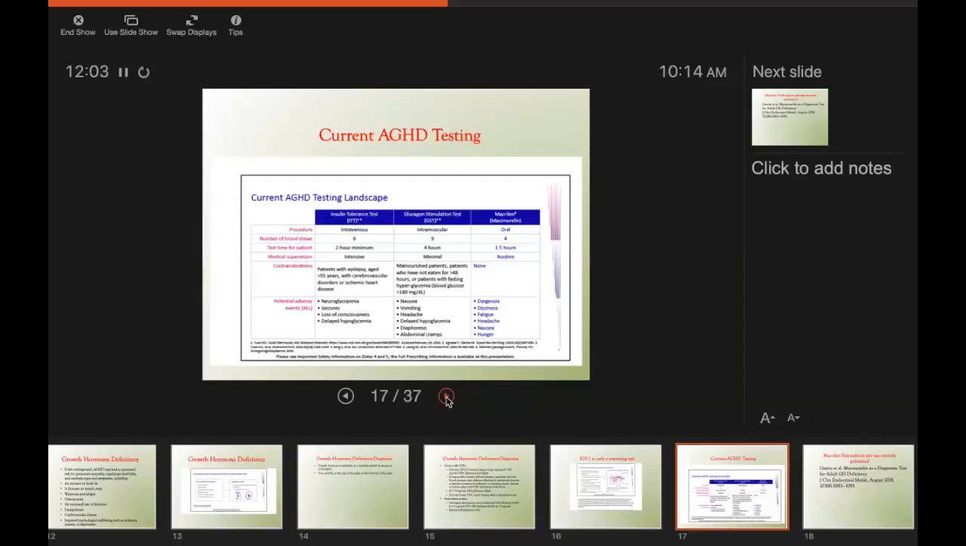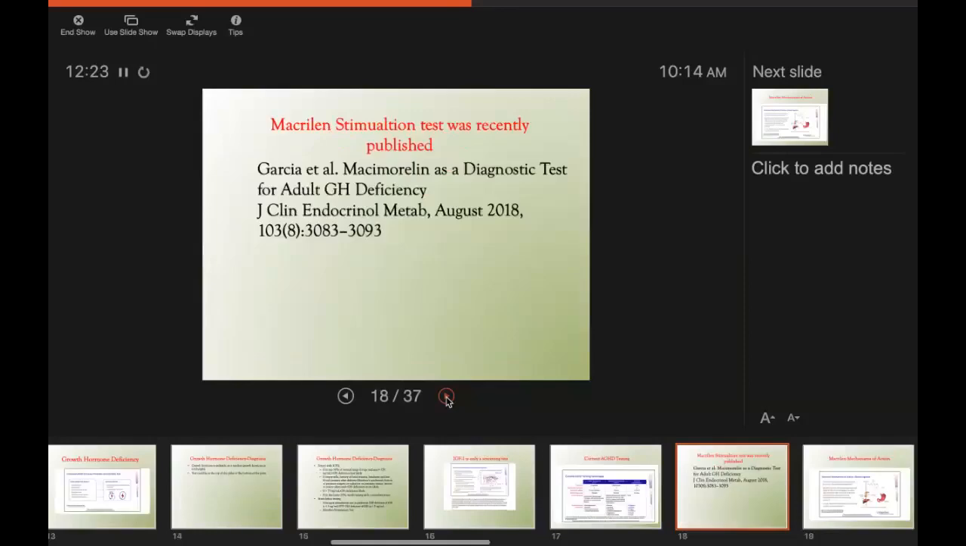The main side effect is called dysgeusia. It means you have a bad taste in your mouth. This happens in about 15% of the patients. I haven't seen it yet in mine. I think we've done this in about 6 or so patients so far. Dizziness, fatigue, headache, nauseous, and hunger are all possible side effects. This was published in Journal of Clinical Endocrinology and Metabolism, August 2018. Garcia is the first author.